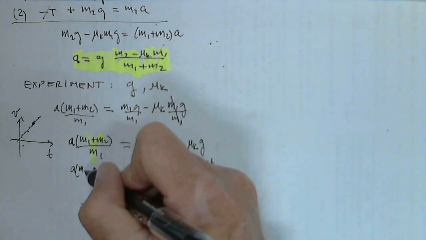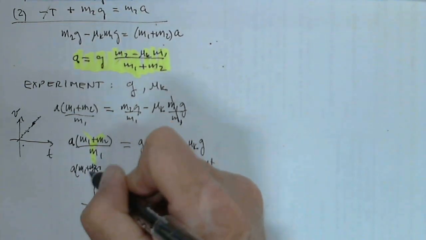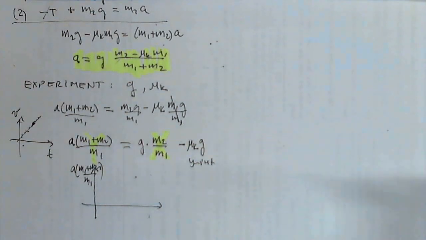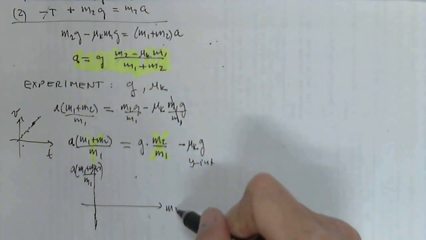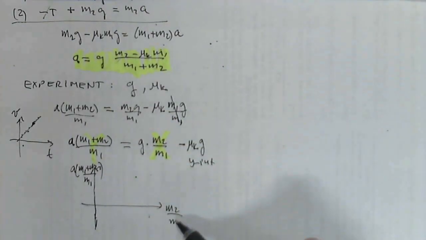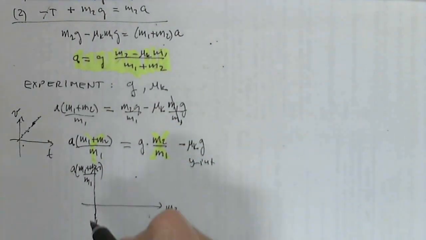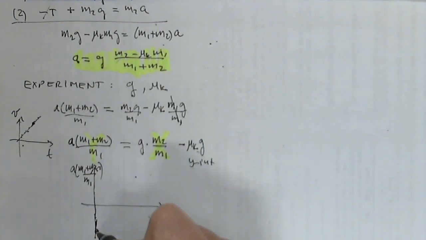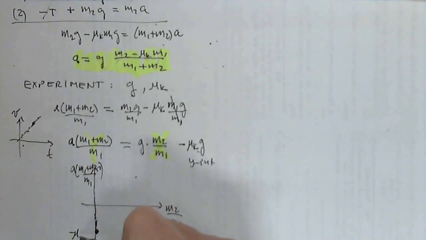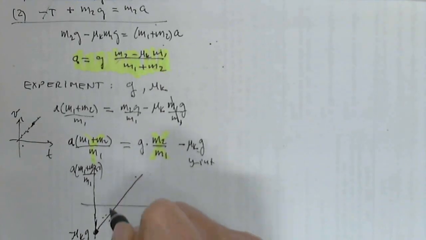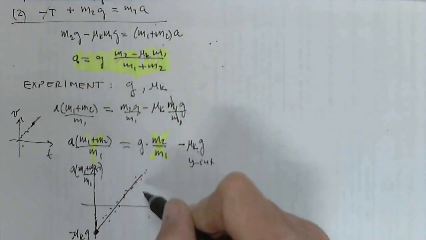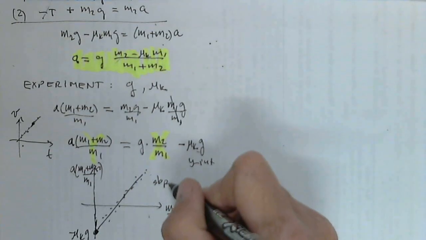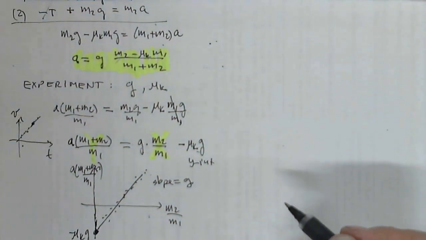Acceleration, what goes over here. And here you're going to put 2 and 1. This has units of acceleration. So the y-intercept is negative. It's going to be somewhere over here. Mu k g is the y-intercept, and the slope is going to be g.